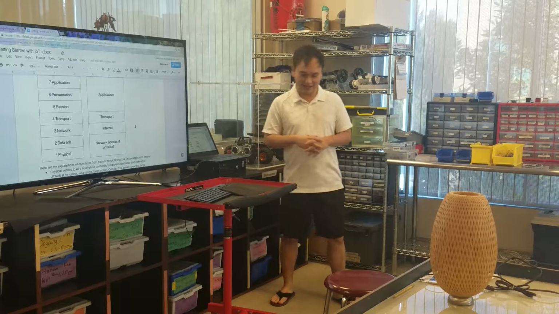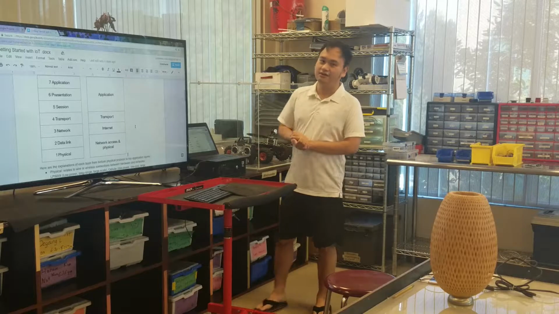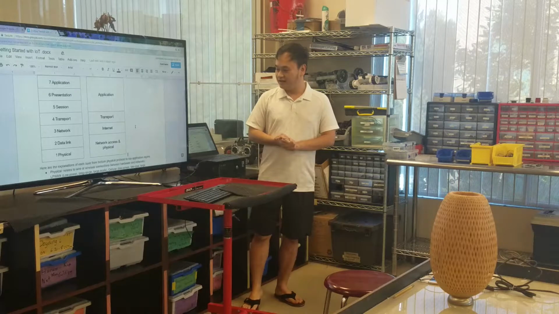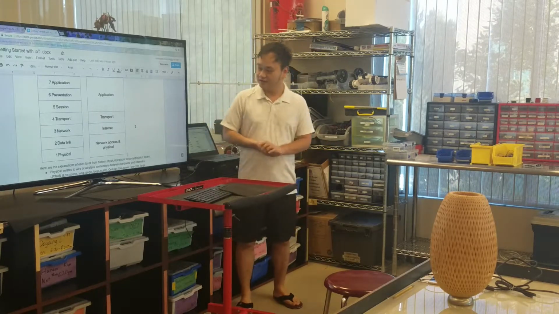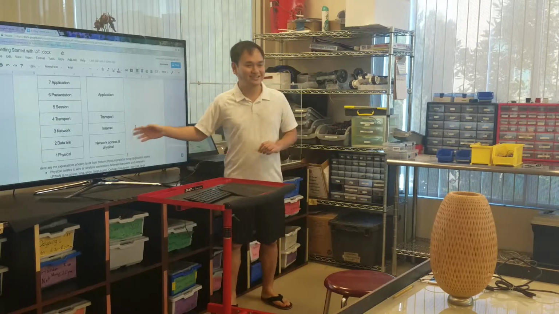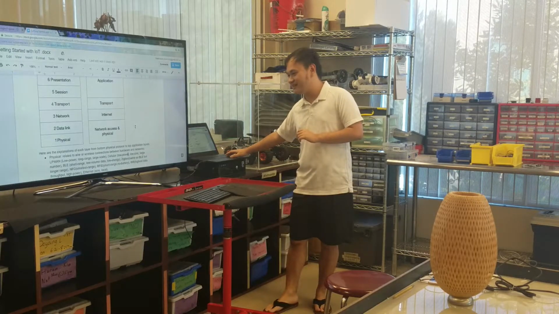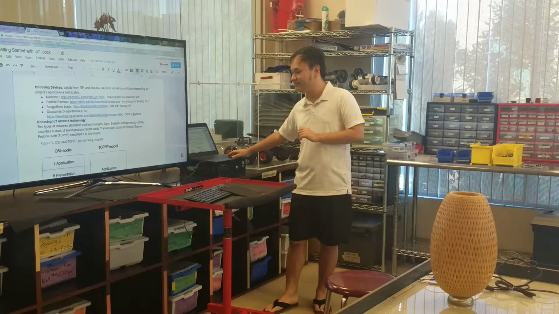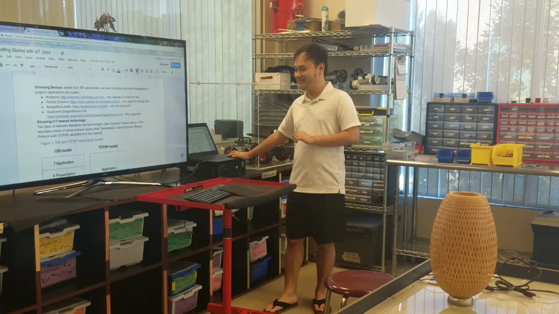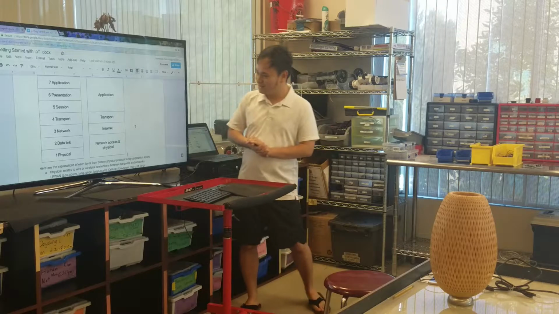IoT also has some standards, which we call protocols. We have layer upon layer of protocols. The basic one is the TCP protocol, this one right here, and the other one is OSI. OSI stands for Open System Interconnection, and TCP stands for Transmission Control Protocol. Everything has different layers.